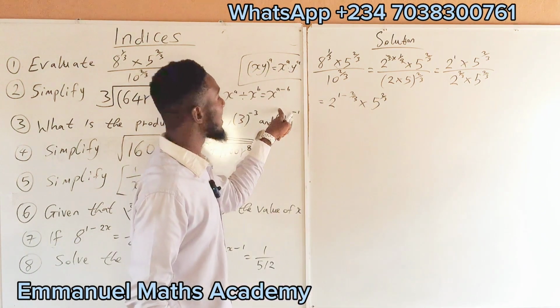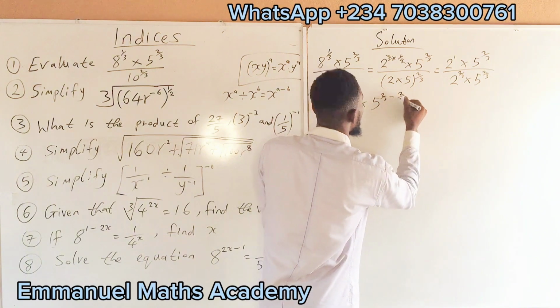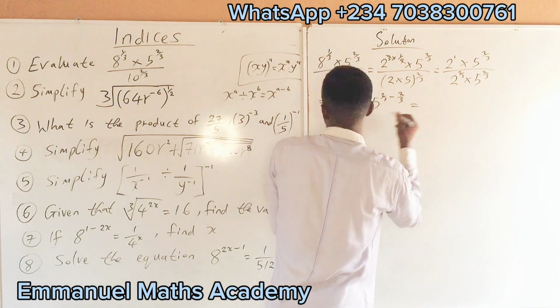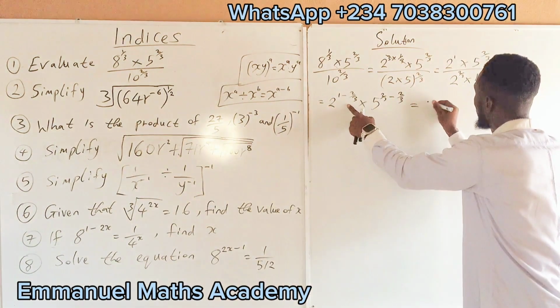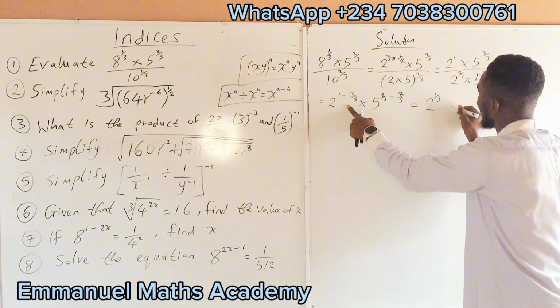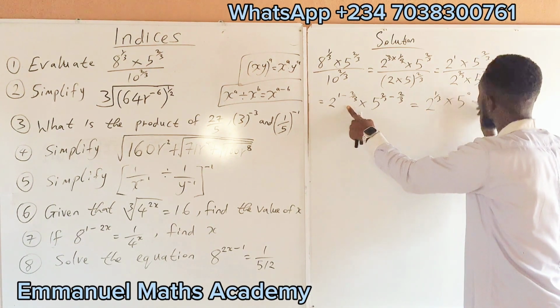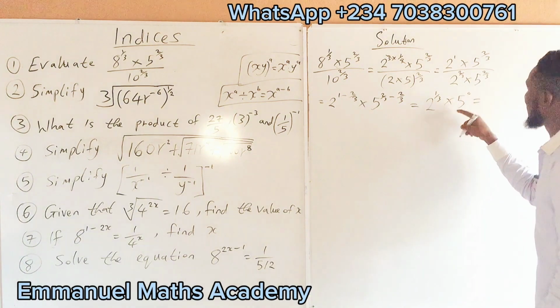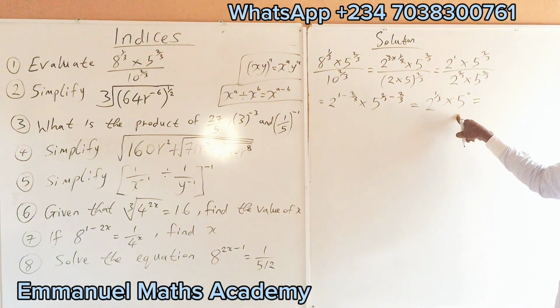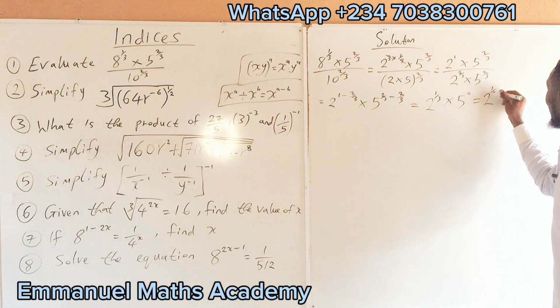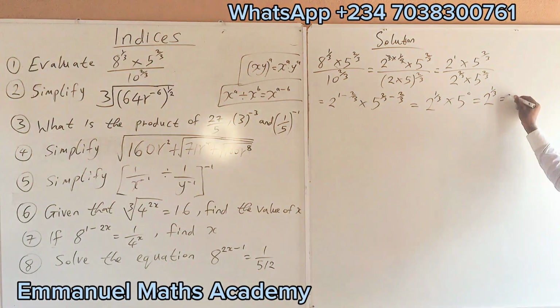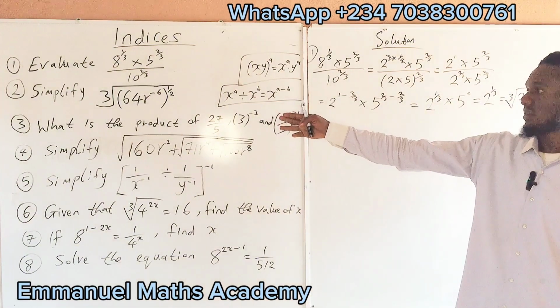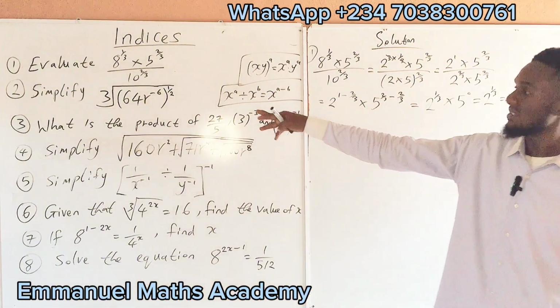You now apply the same law again. You now have again minus 2 over 3. Now this is equal to what? Now have 2 power 1 over 3 times 5 power 0, right? Remember that anything raised to power 0 is 1, right? You now have 2 power 1 over 3 times 1. You now have the same 2 power 1 over 3. This is equal to what? 3 root 2, right?